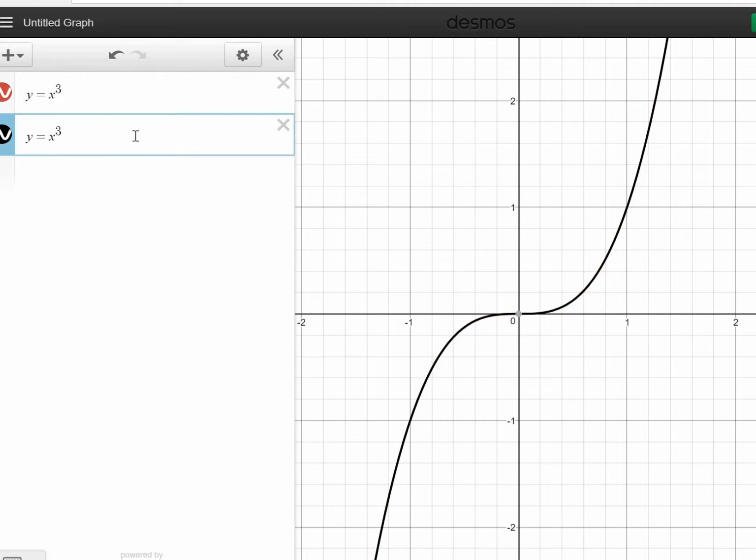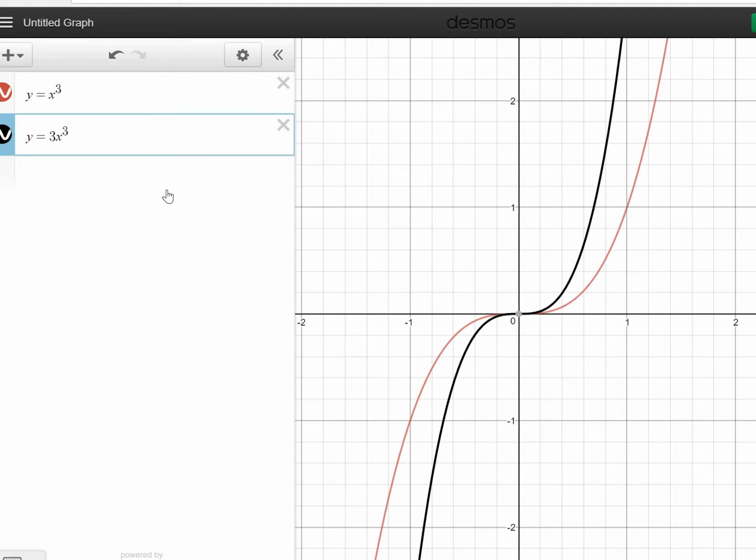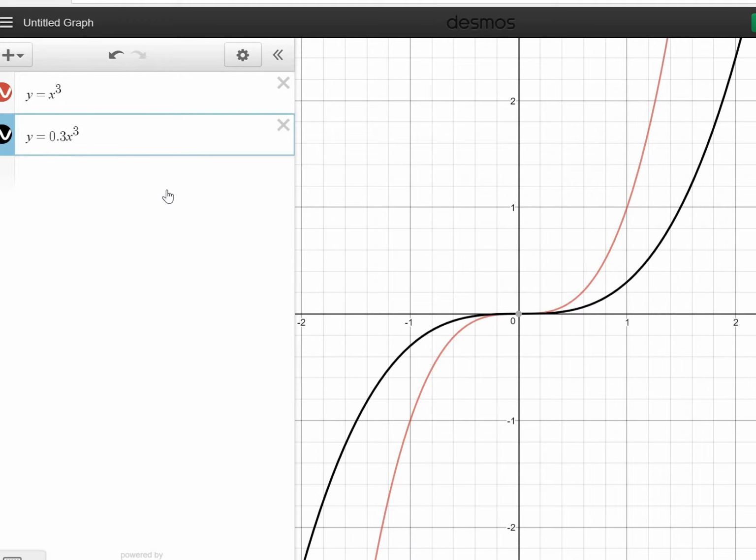Okay. So that constant at the end there just translates our graph up and down, while the coefficient at the front makes our graph steeper or flatter. Okay, now that we've had a little look on Desmos at what happens to our graphs, let's go and write a few notes to finish off.